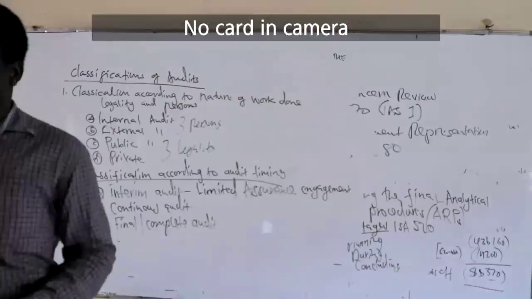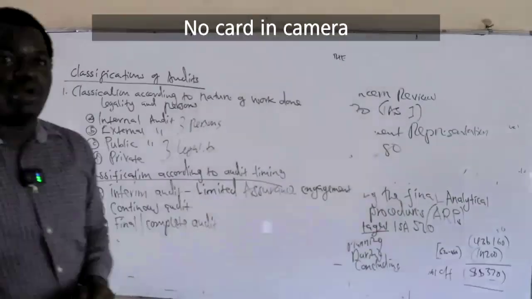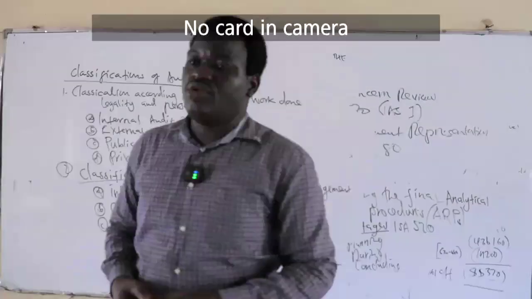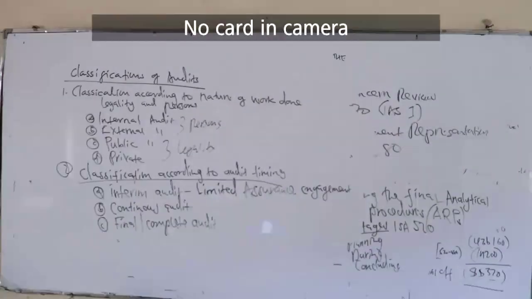Final audit is done towards the end of the reporting period. At the end of the reporting period. It can be done as a final work of the interim or continuous audit.